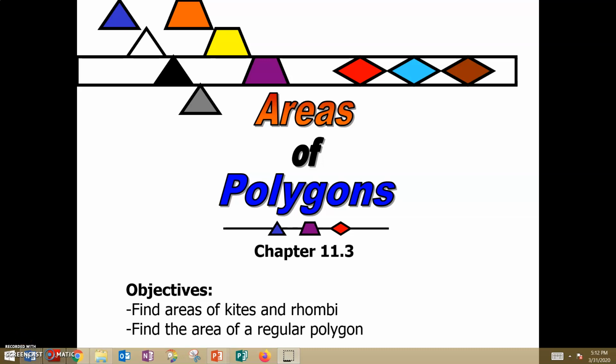Hi everyone. The topic of today's lesson is to find areas of polygons, and this is in chapter 11.3 in our textbook. Our objectives are to find areas of kites and rhombi and to find the areas of regular polygons.